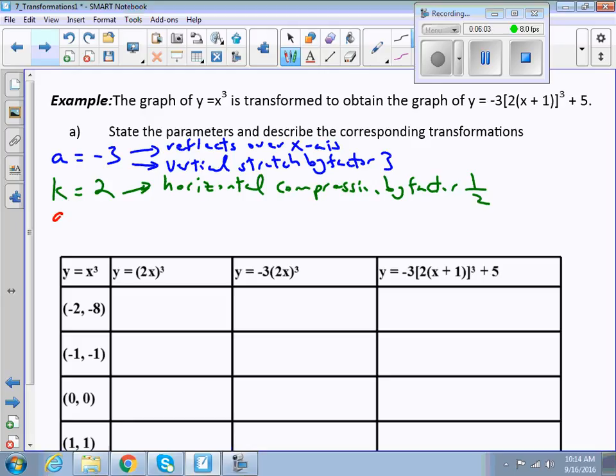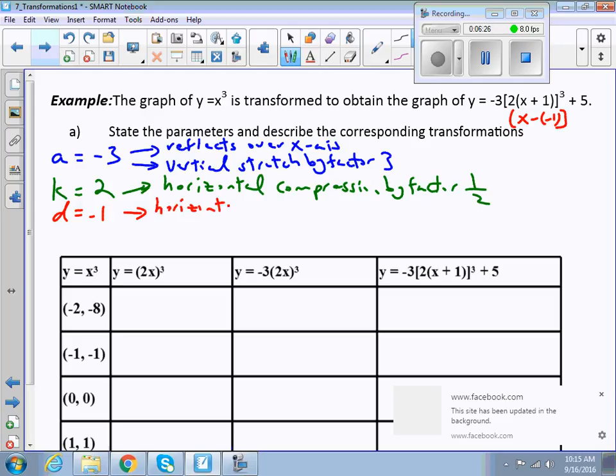My d, what's my d value? Correct, it's a -1 because this is x plus 1, meaning that it was really x minus -1. Okay, so my d is -1, and that's a horizontal translation one unit to the left.